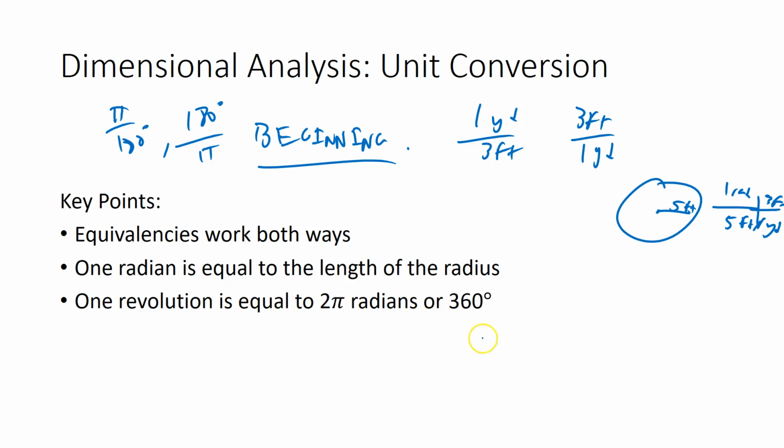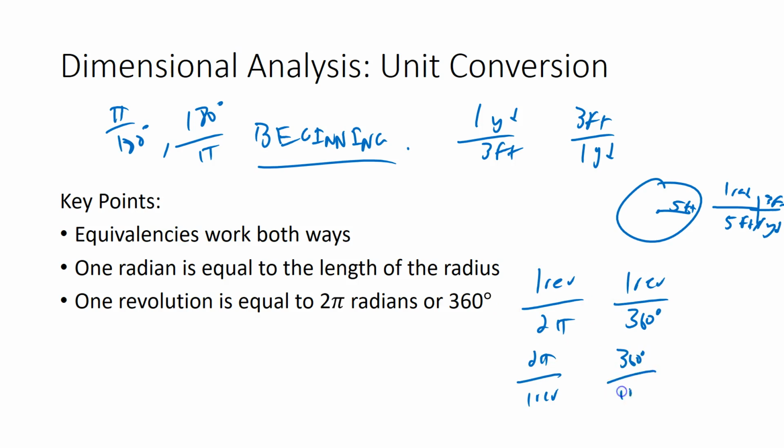All right. Next one, 1 revolution is equal to 2 pi radians, or 360 degrees. So that's going to be one important one as well. If we have 1 revolution, you can do that to 2 pi radians, or you can do 1 revolution as 360 degrees, depending on which one you need to use, or 2 pi to 1 revolution, or 360 degrees to 1 revolution. Remember, you can use it either direction, and 1 revolution is an entire way around, so that's 360 degrees, or 2 pi radians.